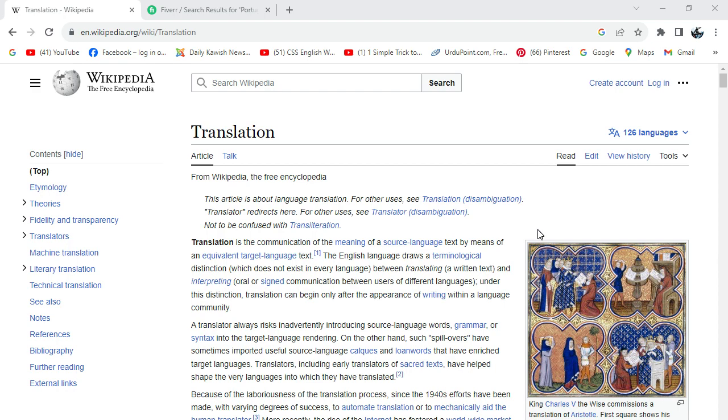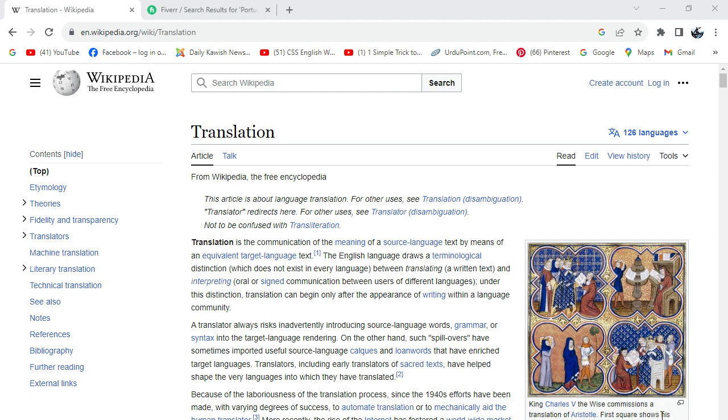Translation is a communication of the meaning of a source language text by means of an equivalent target language text. The English language draws a terminological distinction, which does not exist in every language, between translating a written text and interpreting oral or signed communication between users of different languages. Under this distinction, translation can begin only after the appearance of writing within a language community.